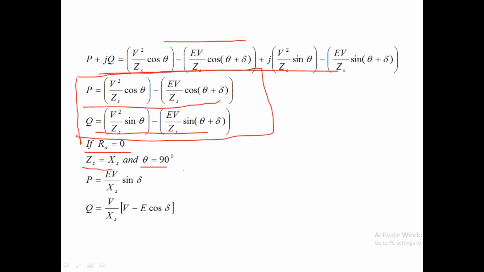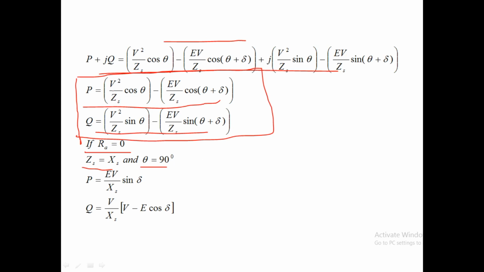Why? Because Z is R plus jXS, and theta is tan inverse of XS by RA. If RA equal to 0, it means tan inverse of XS by 0, tan inverse of infinity. So theta equal to 90 degrees. So if theta is 90, what will be P? P equal to V square by ZS, which means XS.